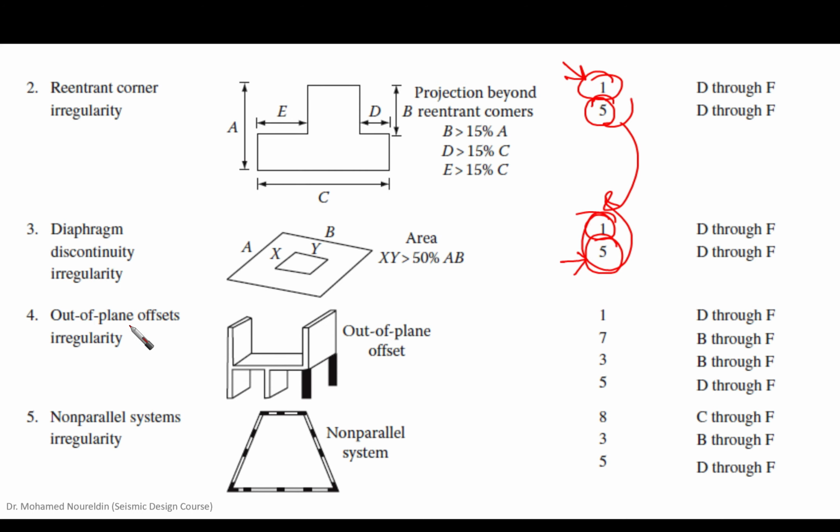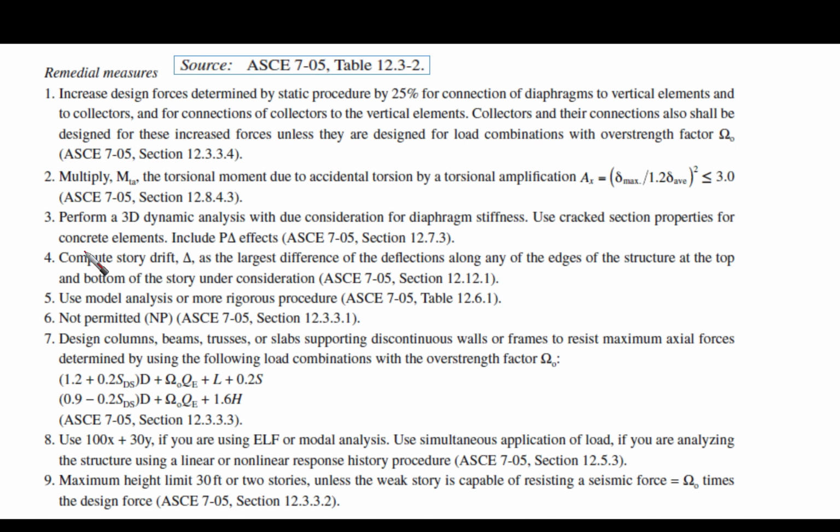The same for the out of plane offset, type irregularity 4. If it's between D and F, we need to use the 25% increase, as we said, or modal analysis or more rigorous. And here, if it's B to F, we need to know what 7 and 3 are. So let's go here. For 3, we need to perform 3D dynamic analysis with consideration for diaphragm stiffness, because it is related to the diaphragm.